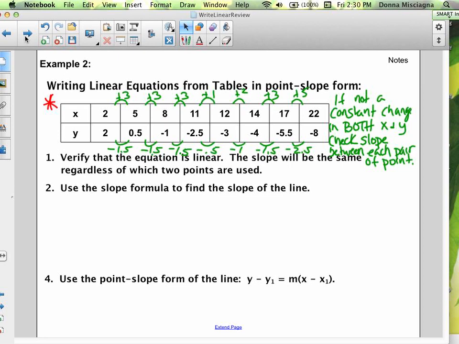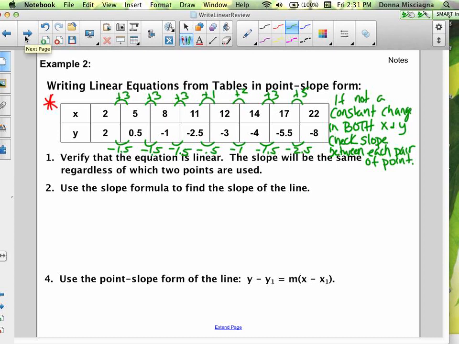So if there's not a constant change in both x and y, you're going to check the slope between each pair of points. That does mean we're going to be calculating the slope 1, 2, 3, 4, 5, 6, 7 times. There's 7 pairs. I just go from point to point to point.